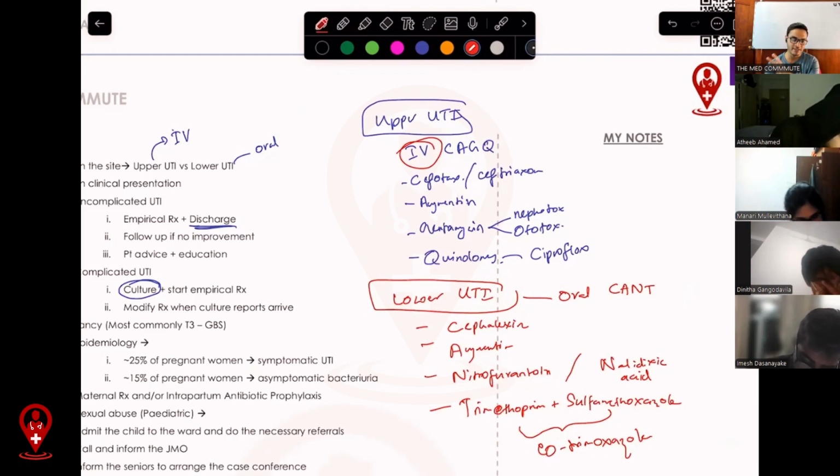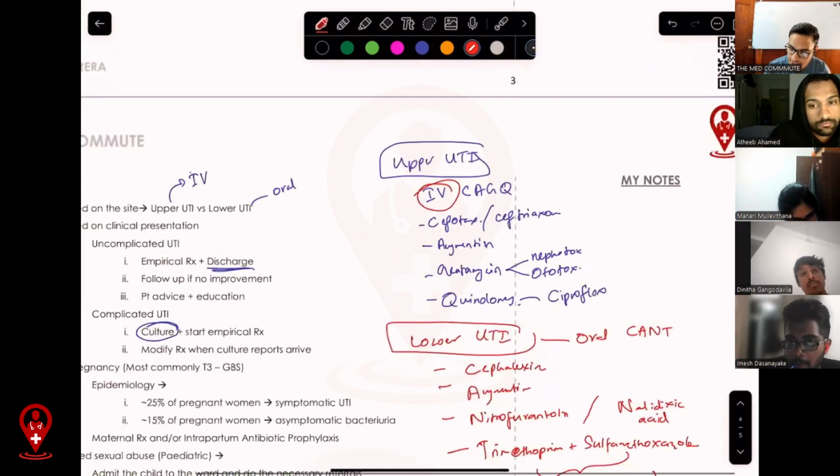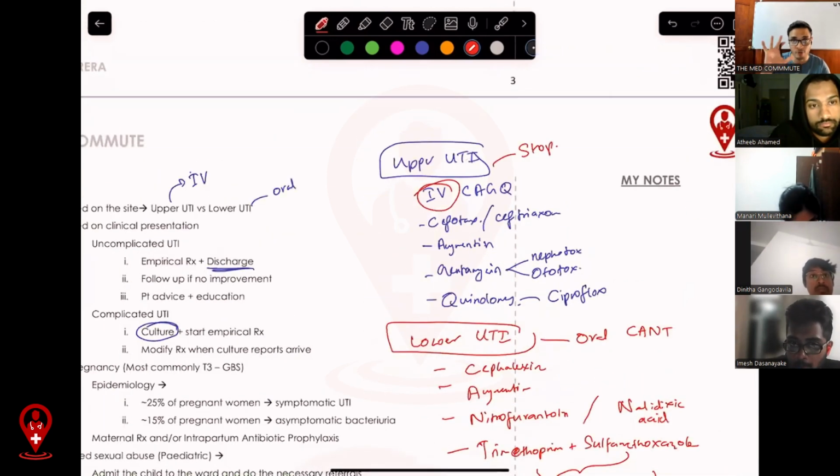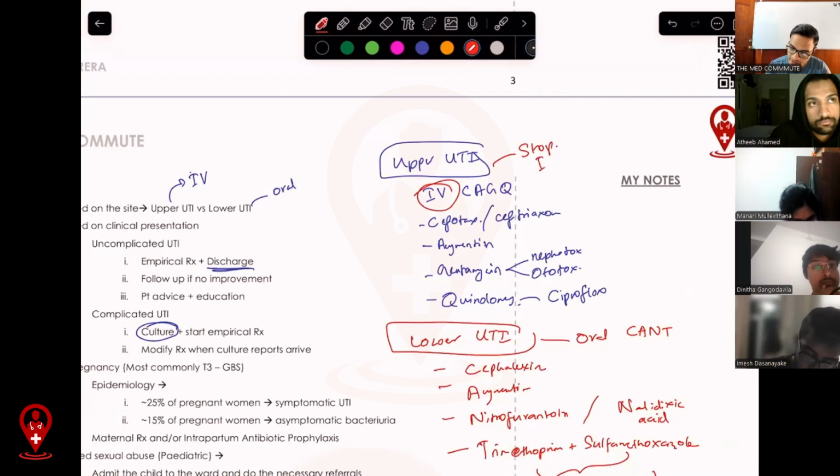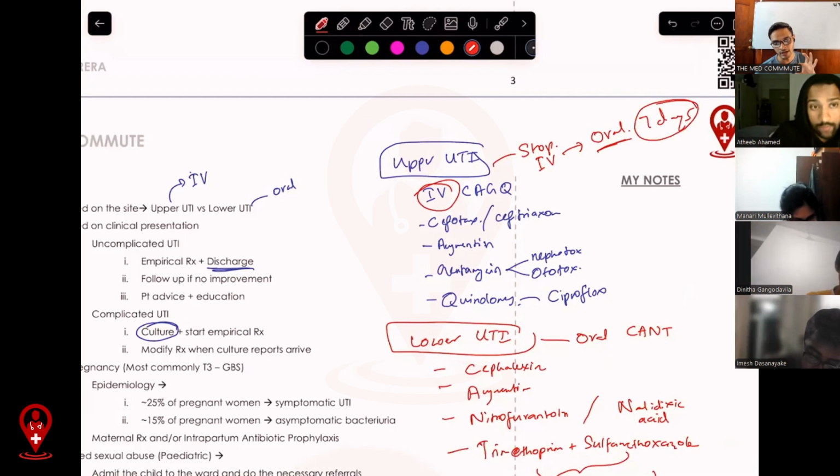The other thing is, guys, now what did we say? We are starting IV antibiotics. And with the improvement of the symptoms in upper UTIs, we can slowly stop the IV. Once we stop IV with the improvement, we then continue oral of those medications for another 7 days, right? This is a must do, right? We can't just stop the IV and tell them to go home.